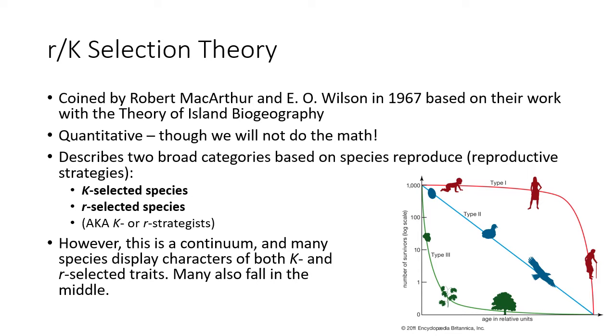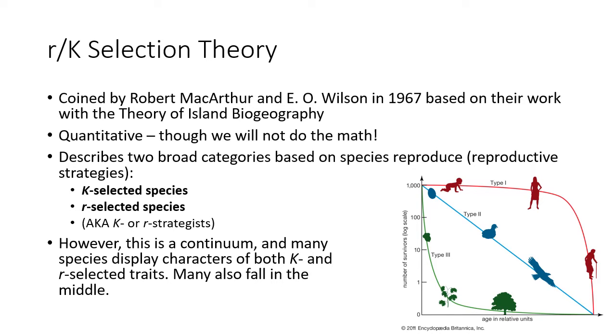Not every species is going to be 100% a K species or 100% an R species, because nature doesn't really work that way. Nature's a continuum, there's a lot of variation, and humans like to describe things as discrete little groups or discrete little bins, and that's not how nature works. It's how our brains like to operate, and we try to impose that structure on nature.